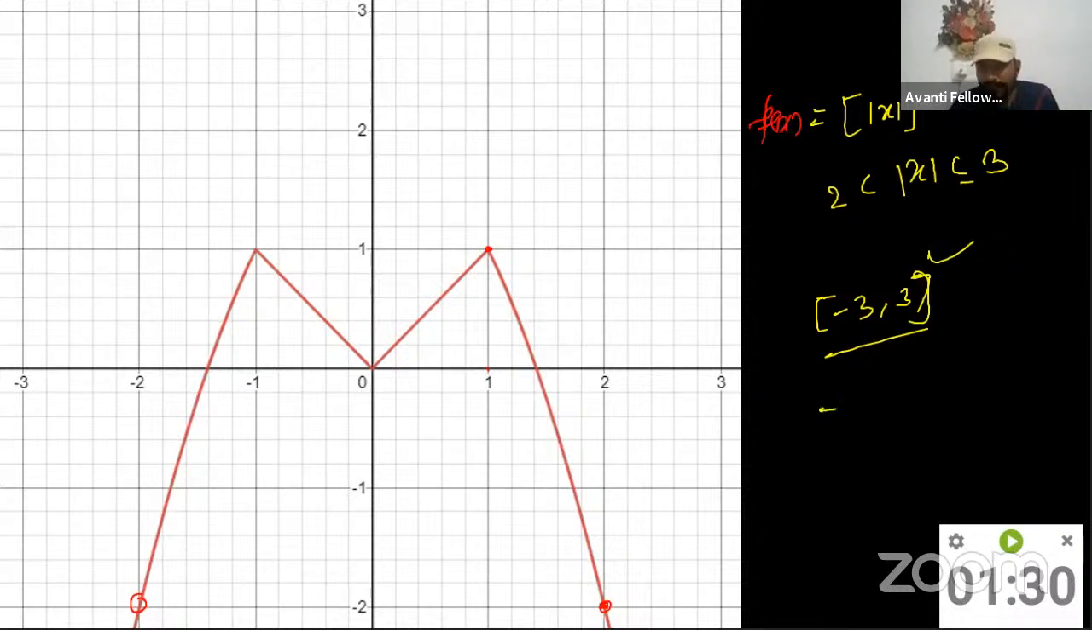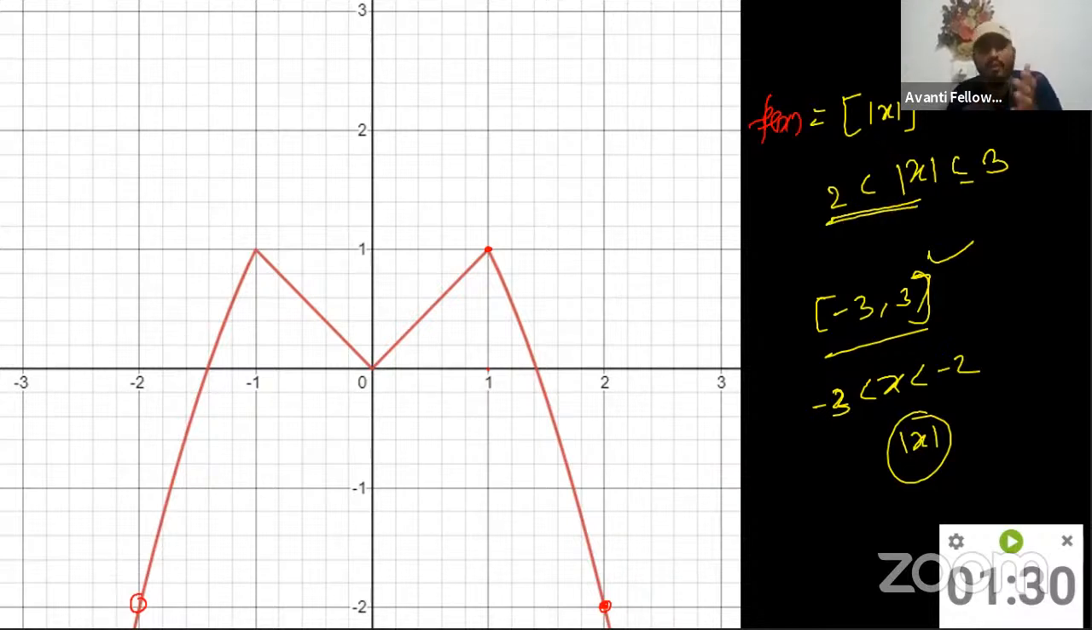Now, if you take x value between minus 3 to minus 2, your modulus function will be what? Your modulus function will be greater than 2, obviously. The modulus function will be greater than 2 but less than 3, in between 2 to 3. Yes or no? Obviously. Let's take any value. Let's take minus 2.5. Okay.